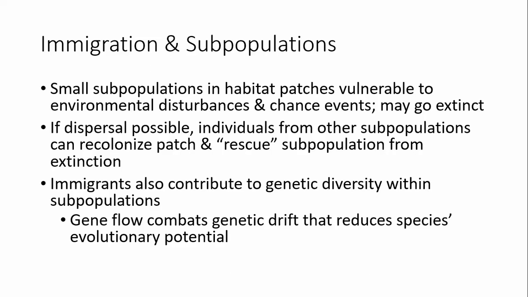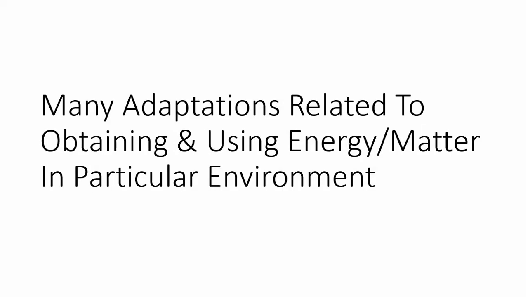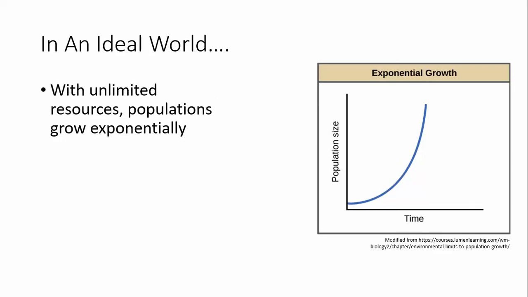So immigrants come in, contribute to the genetic diversity, and add in new alleles, and that will help combat any genetic drift or anything else that occurs because of smaller population size. So a lot of the adaptations that an organism has are going to be particular to helping them gain and keep energy and matter in a particular environment.